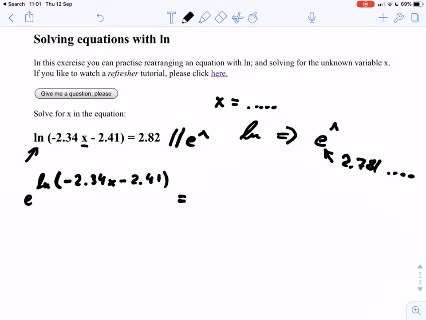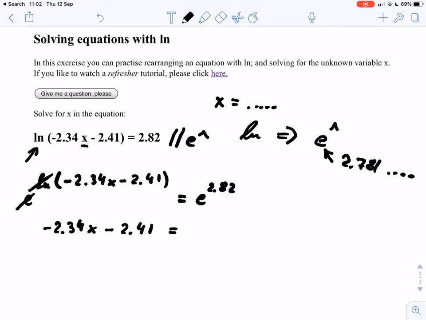Now we also need to do exactly the same to the right-hand side. So we have e to the power of 2.82. And we know, because they are inverse mathematical operations, e and ln cancel out. So we have minus 2.34x minus 2.41 equals e to the power of 2.82.